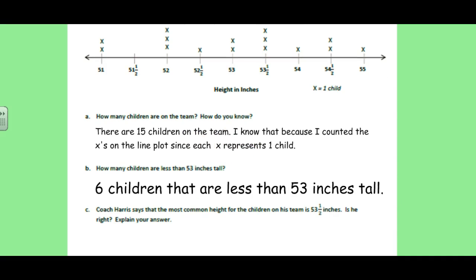Okay, so now we're ready for question C. It says, Coach Harris says that the most common height for the children on his team is 53.5 inches. Is he right? And explain your answer. So the first thing that we need to do is look at 53.5 inches and see how many x's are above 53.5 inches, because that is going to tell me how many children are 53.5 inches tall. So when you're looking at 53.5 inches on the line plot, I see 3 x's.